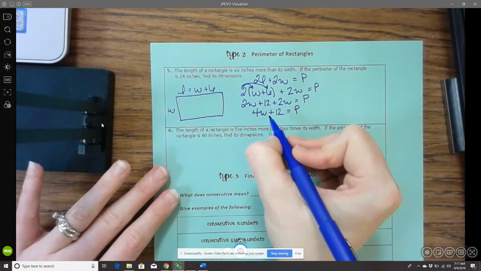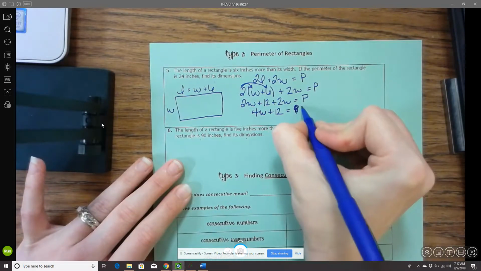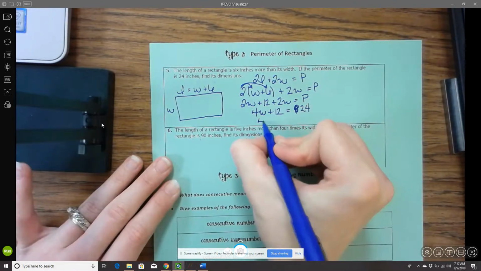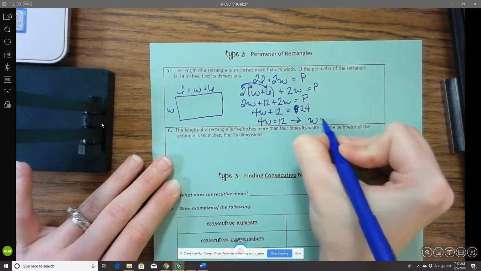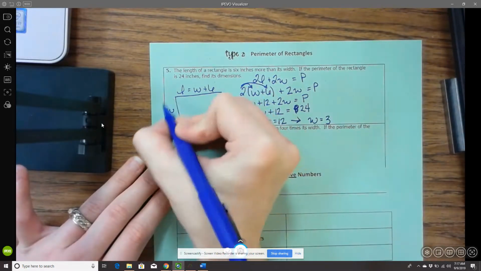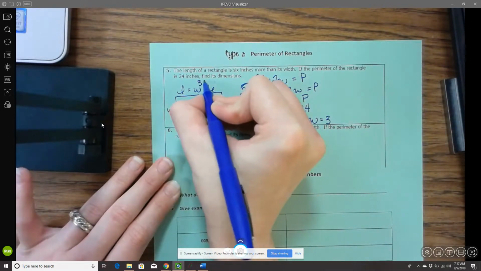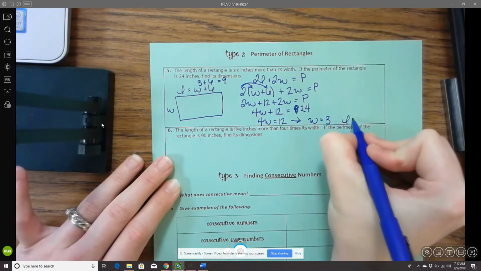And now I can solve. So it tells me the perimeter is 24. So I'm going to cancel this out and put a 24 there. So if I subtract 12 from both sides, I would get 4W equals 12, which means the width would equal 3. So I found the width, but I need to find the other dimension. I need to find the length. So again, I can just plug this in here, and my length would equal 9 inches.